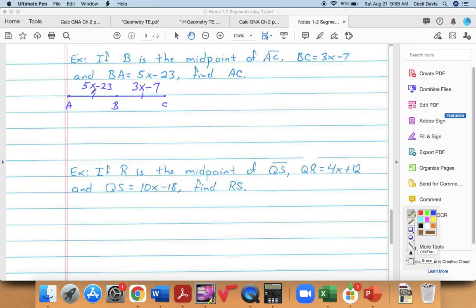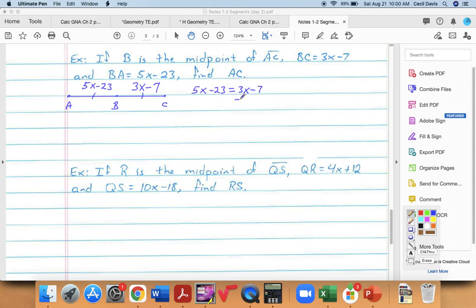However, I do know that these two are supposed to have the same length. And you're like, well, one of them is 5x minus 23 and the other one is 3x minus 7. That doesn't look the same. Well, our job is to find a value of x that will make these the same length. So we want the 5x minus 23 to be equal to the 3x minus 7. These two segments are congruent. Congruent segments have equal lengths.